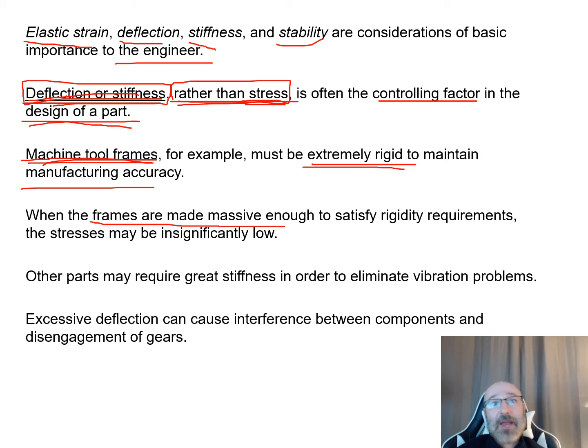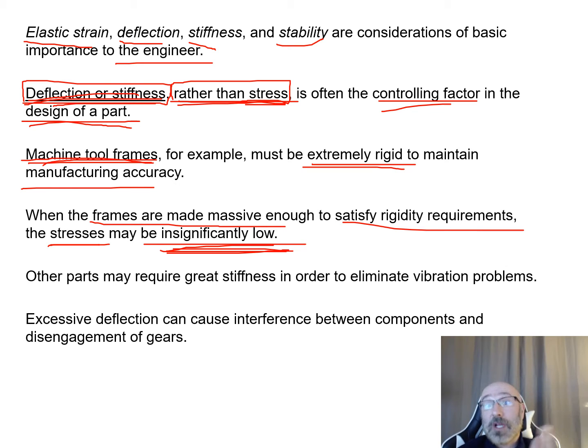When these frames are made massive enough to satisfy those requirements, so that they don't deform and stay rigid the whole time, oftentimes the stresses are going to be insignificantly low. So this is not necessarily an afterthought, but a secondary consideration, I would word it as, when we're dealing with deflection first as the controlling factor, and then still considering our stresses. They're most likely going to be very low by the way we're designing, and it's something we still need to double check, but after we've already made sure that our deflection and deformations are controlled and the part is made rigid for our first criteria, our controlling factor.